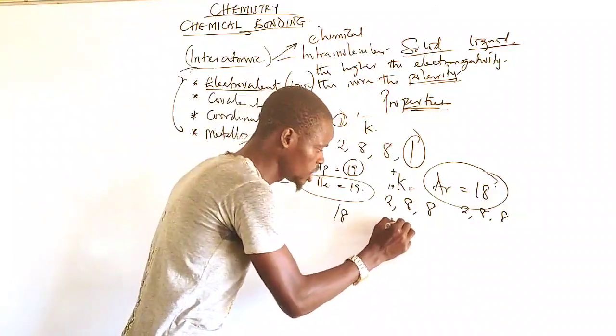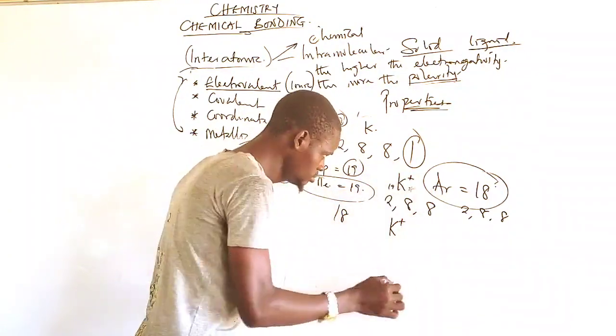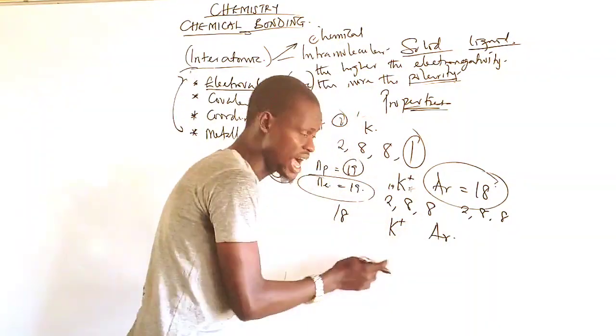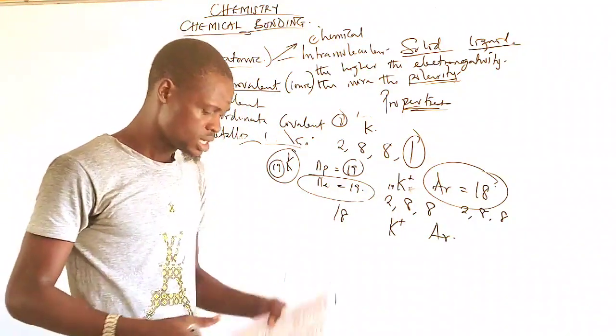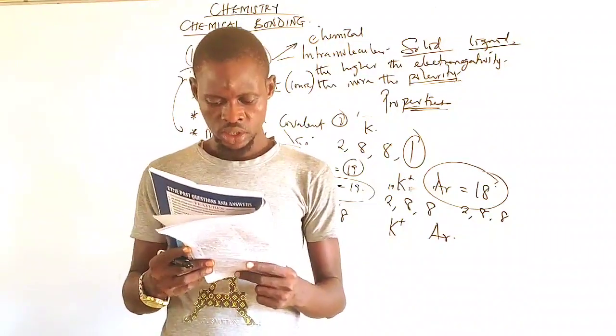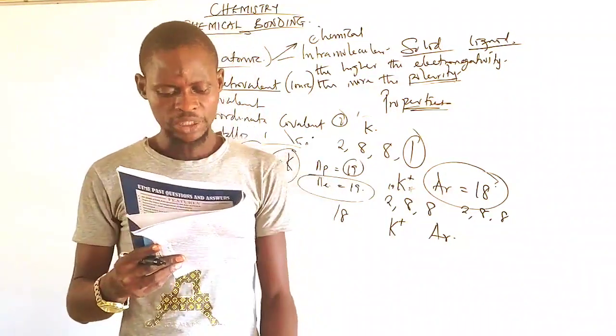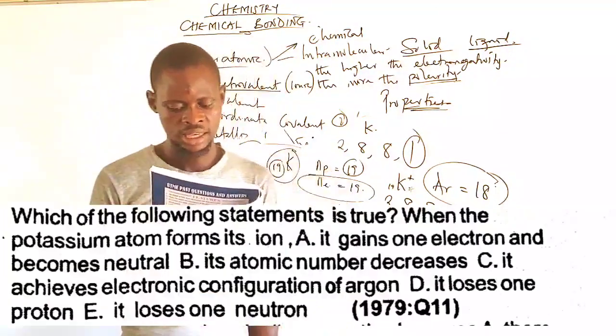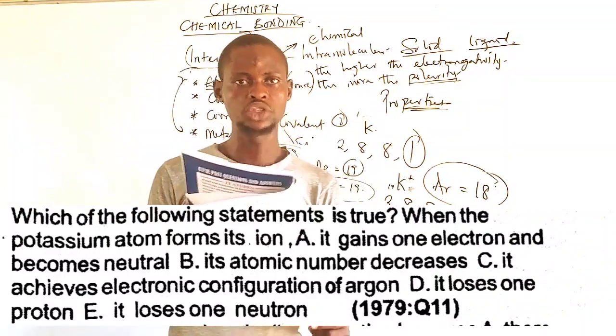So potassium ion and argon are isoelectronic. Now, let's pick the answer to our question. They said, which of the following statements is true when the potassium atom forms its ion? A. It gains one electron and becomes neutral.